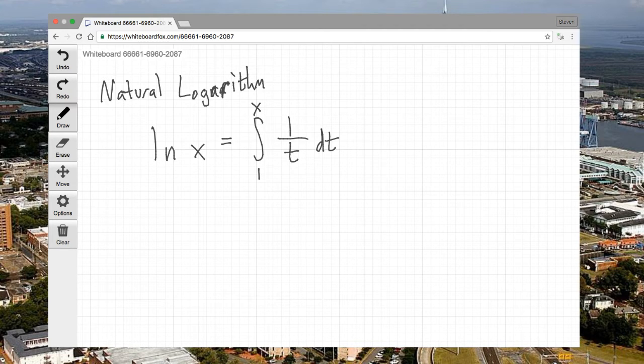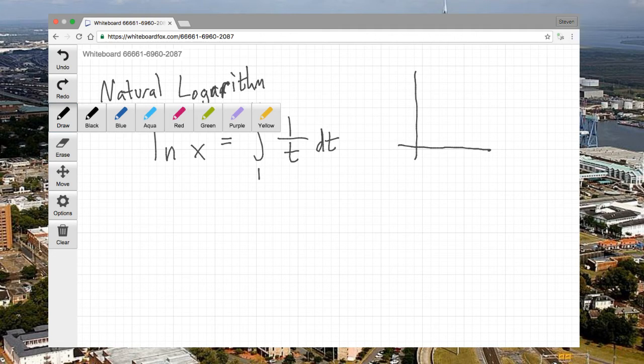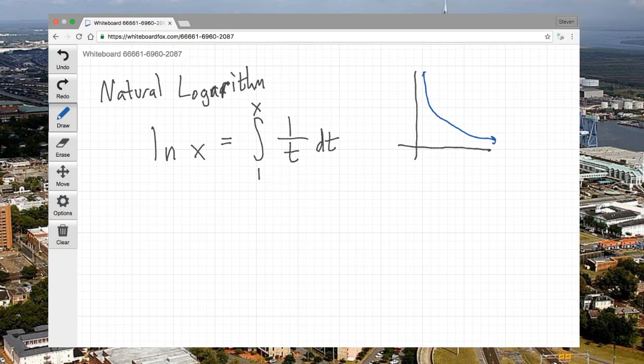So the visual representation, I'll give you two. We can take it as the area under the curve 1 over t, and we're going to take the area under the curve from 1 out to x. Now that makes sense if x is bigger than 1, and that will give us a positive area. Of course, if x is smaller than 1, that'll count as negative area because we're going in the wrong direction, from bigger to smaller. So that's the visual representation.